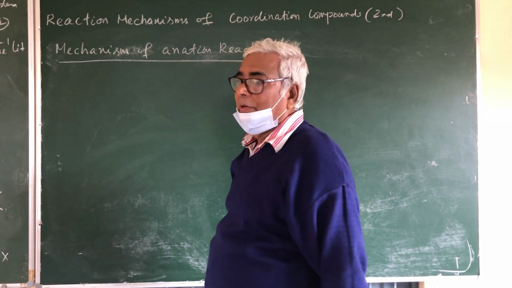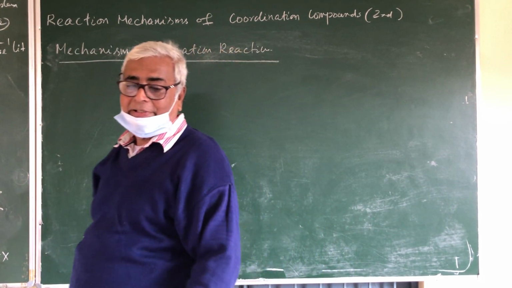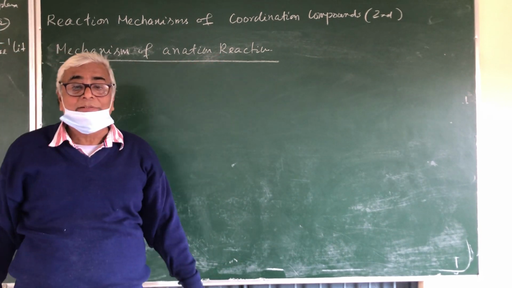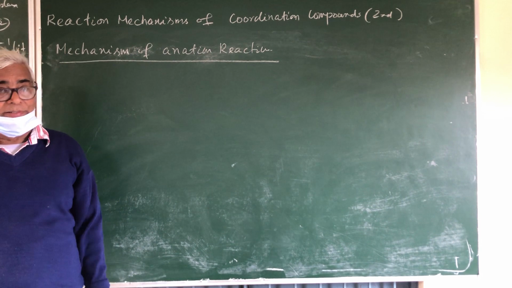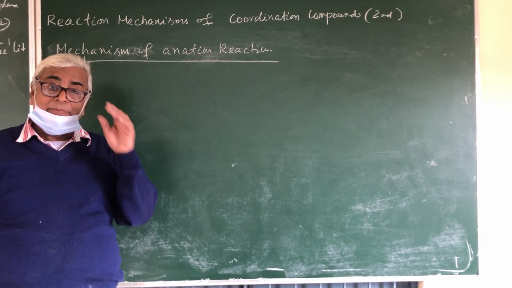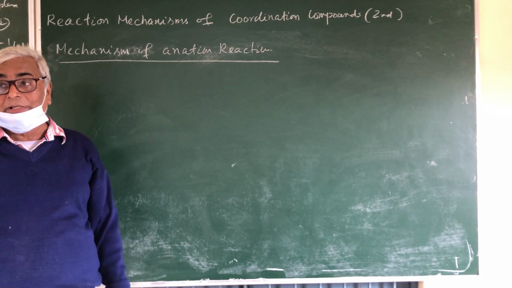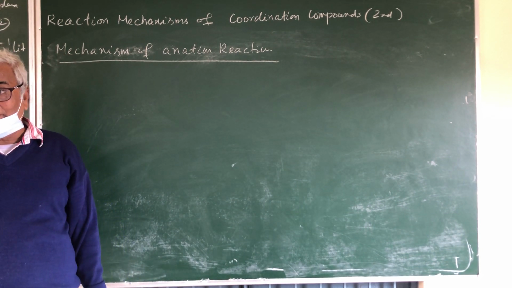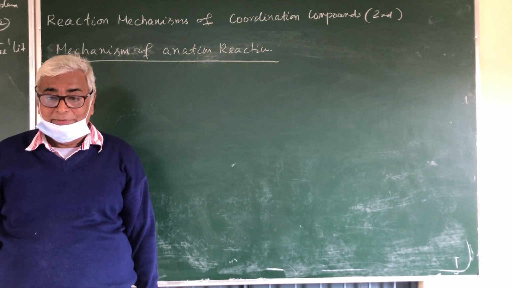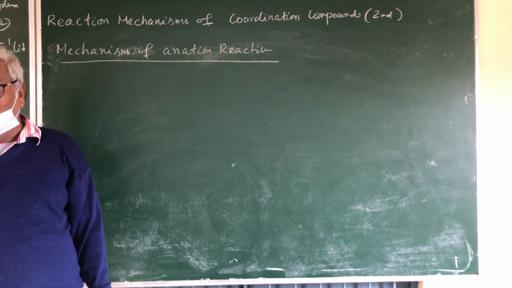Now in the last lecture, we have discussed what is an anation reaction. If the coordinated water is substituted by an anion, that is anation. If it is substituted by a neutral molecule, then that is a substitution reaction. In the anation reaction, ion pair formation will take place. In the substitution reaction, outer sphere complex formation will take place.